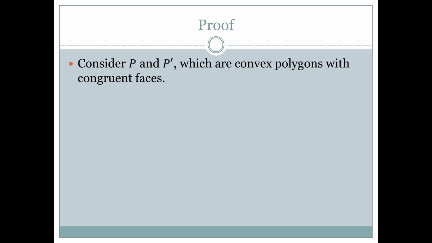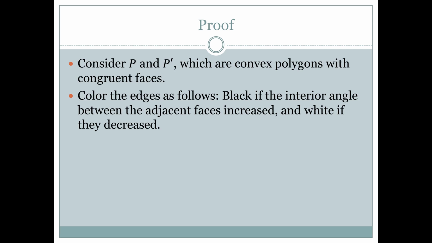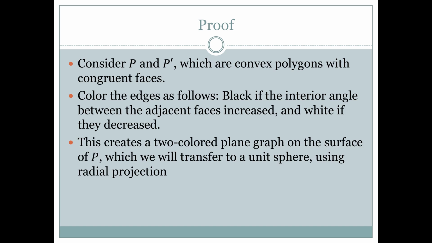So if we have the two polyhedrons, which will be convex with congruent faces, we're going to start by coloring the edges. If the interior angle between the adjacent faces increases, then we're going to color it black, and if it decreases, it's going to be white. This is going to create this 2-colored plane graph on the surface of P. And we're going to transfer to a unit sphere using this idea of radial projection.